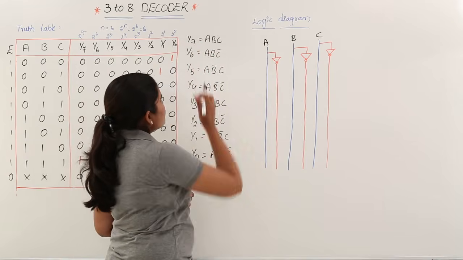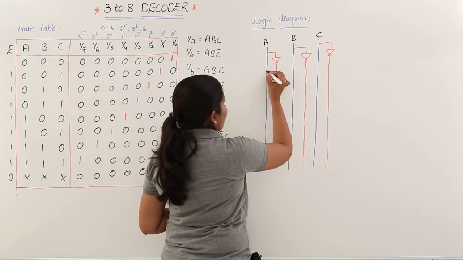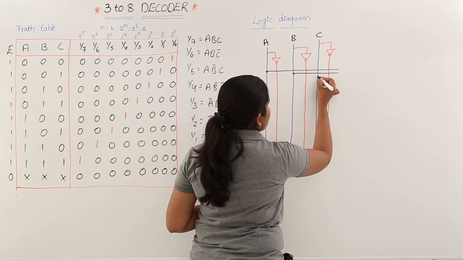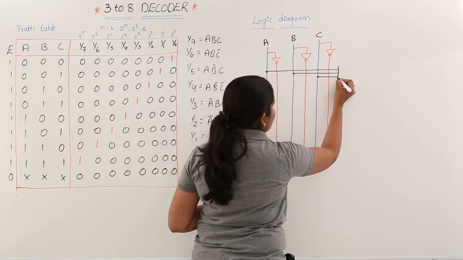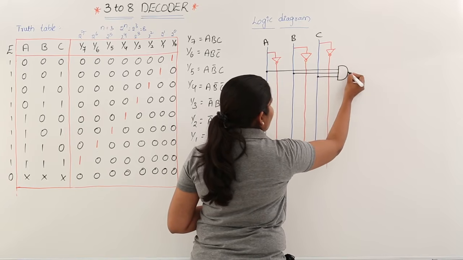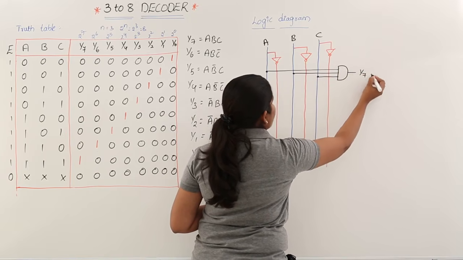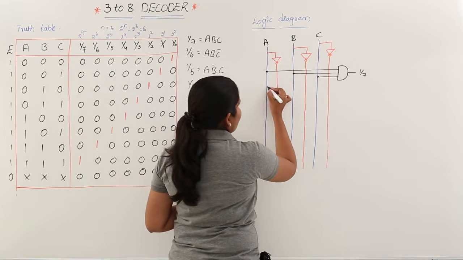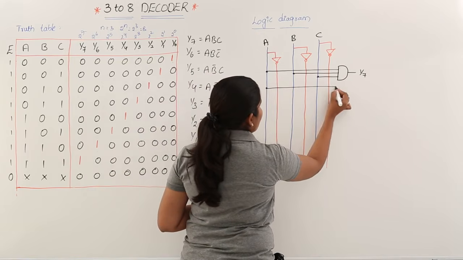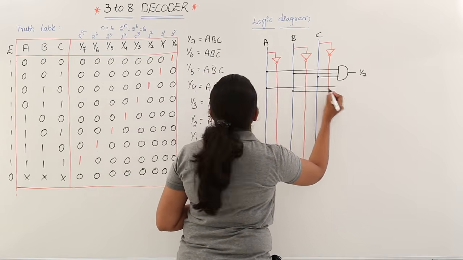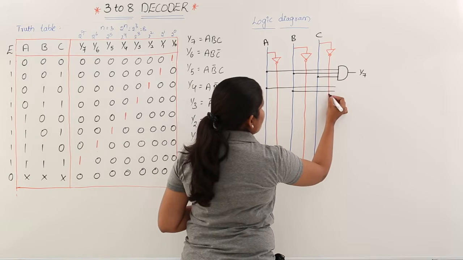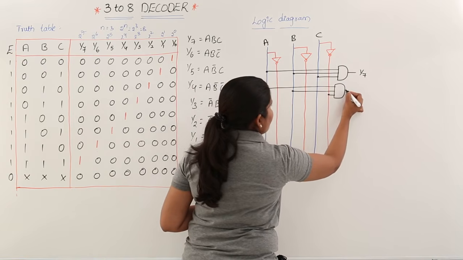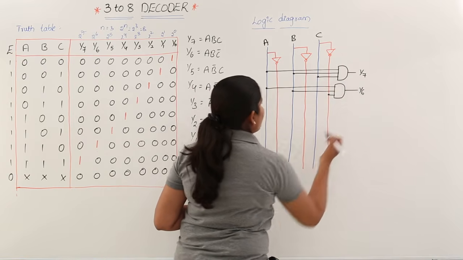Now, to get y7 you need to multiply all A, B, C. So A into B into C you need to take in multiplication with the help of an AND gate, so you are getting y7. Now, to get y6 you need to multiply A and B and C bar. C bar you need to take from here. So this is another AND gate, and y6 you are getting here.